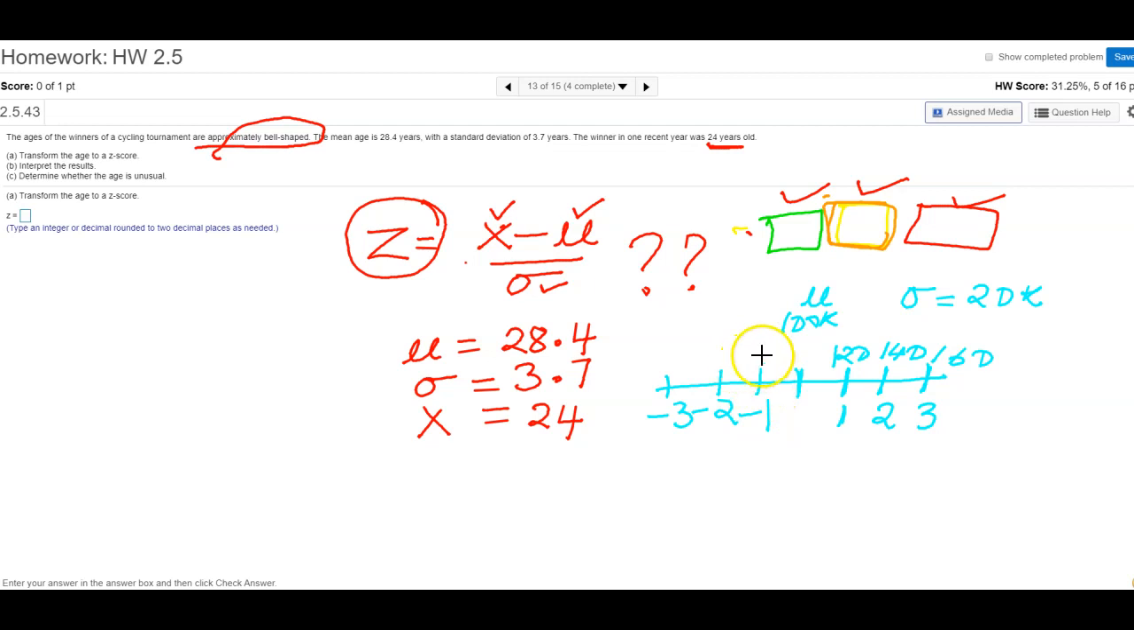If my standard deviation is below, my first house would be 80K. My second house would be 60K. My third house would be 40K. You get the idea here, right?